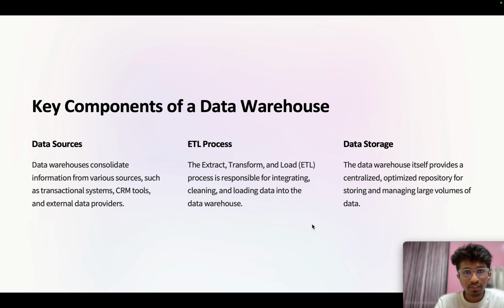So, key components of a data warehouse. First thing is data sources, the ETL process, and data storage. I hope you understood from these terms what each would signify. Let's discuss the first one, data sources. For example, it can be an external source, a JSON source, or a database, such as an SQL database, Mongo database, etc. Data warehouses consolidate information from various sources such as transactional systems, CRM tools, and external data providers. These can be in JSON structures, etc.